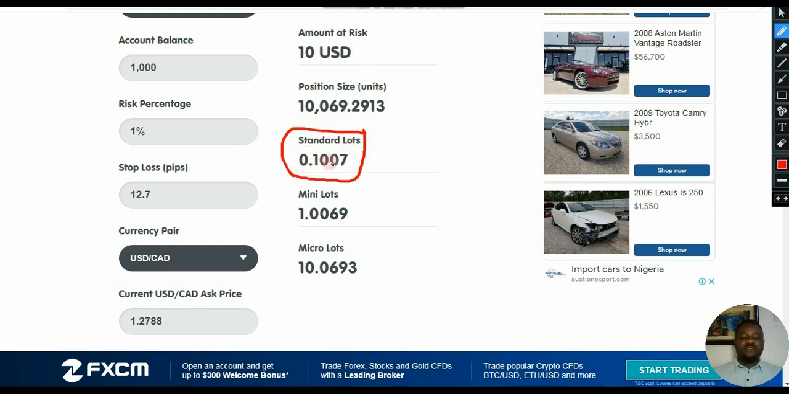0.1. So after you have done this, you now go to your MT4 and make an entry, whether you're doing it on your system or on your phone. I'll show you how you can enter the lot size on your phone and also how you can enter it on the MT4 on your laptop or your PC.